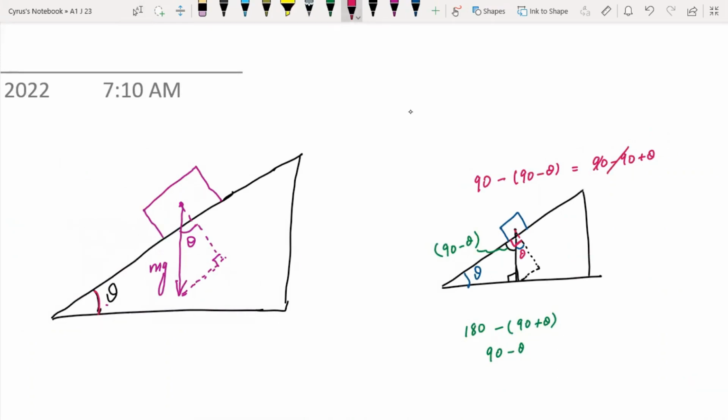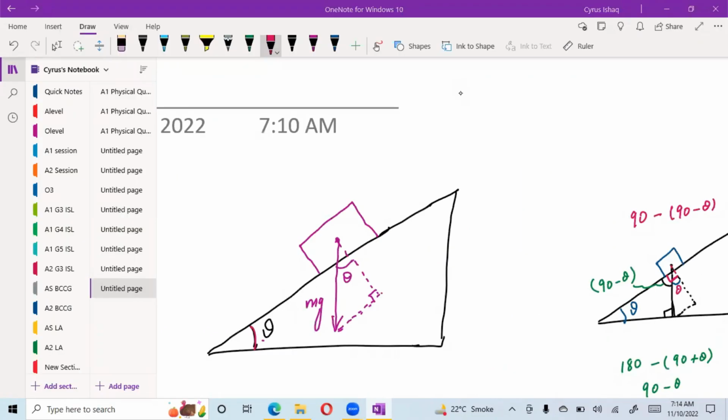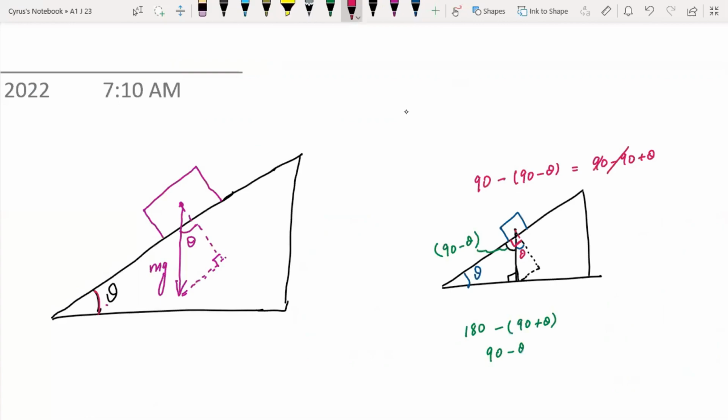This angle will always be equal to this angle. You always have to draw this. This angle is always going to be equal to theta.